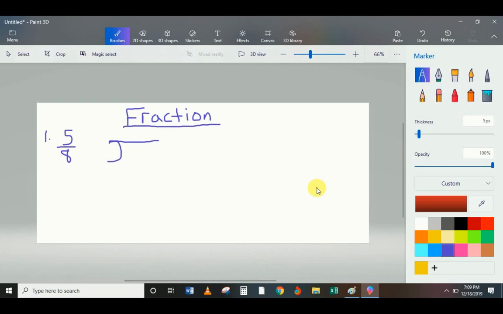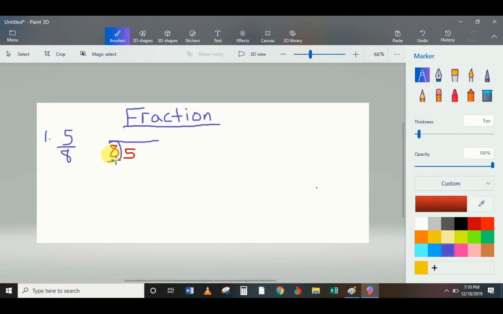I am going to quickly show you how to convert a fraction to decimal. Here I have 5/8, which is saying that I should divide 5 by 8. So I'm going to write 8 right here and 5 right here.